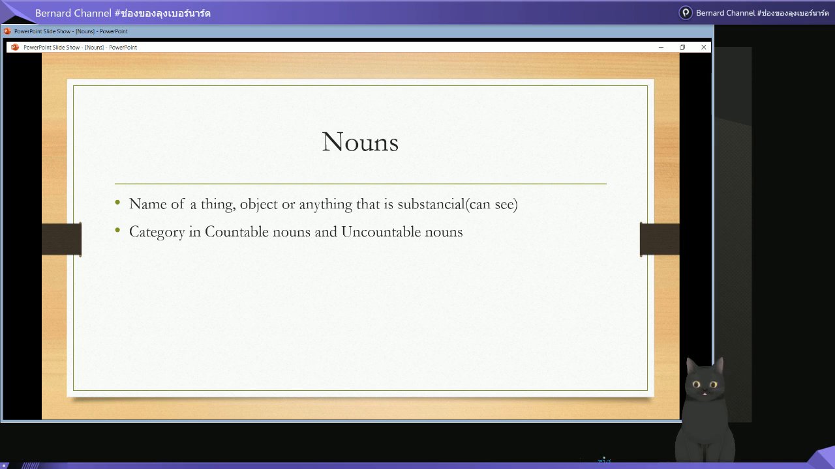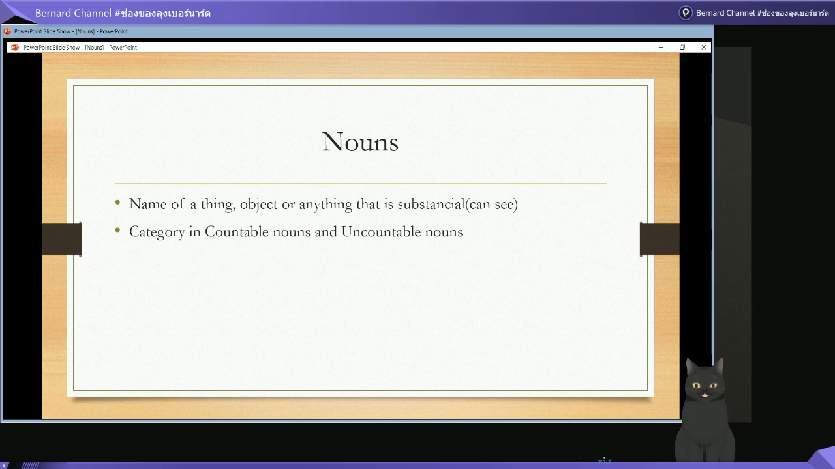Okay, so nouns can be categorized into two categories. First is countable nouns, and second is uncountable nouns. Okay, so what is it? I believe that we use English every day and maybe use it often, but getting back to the basics a little bit would help you improve your English for sure.